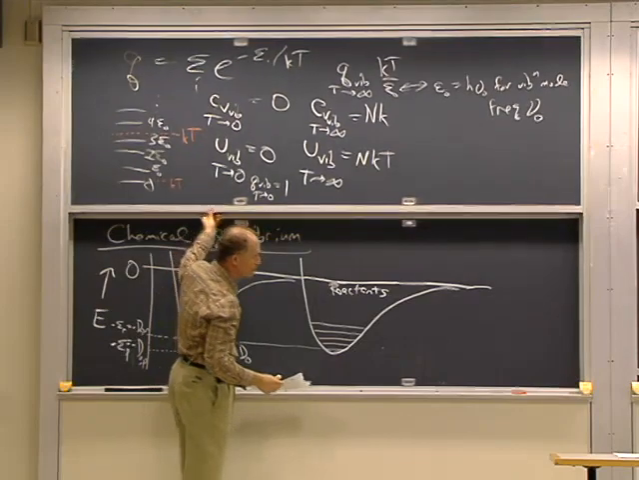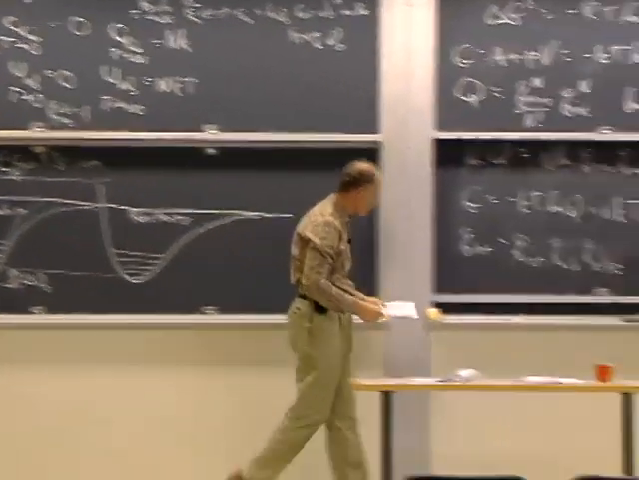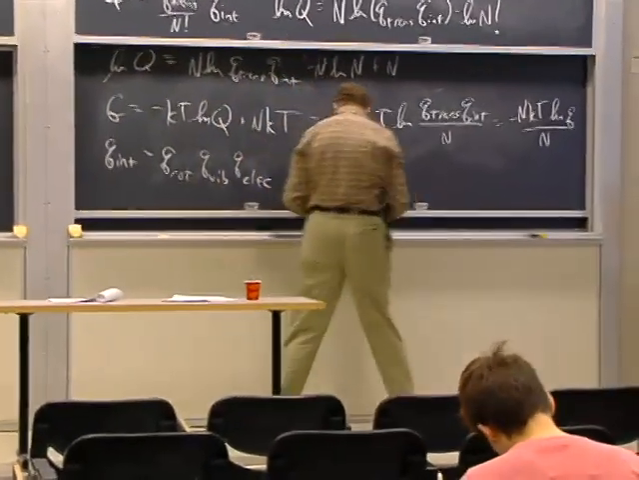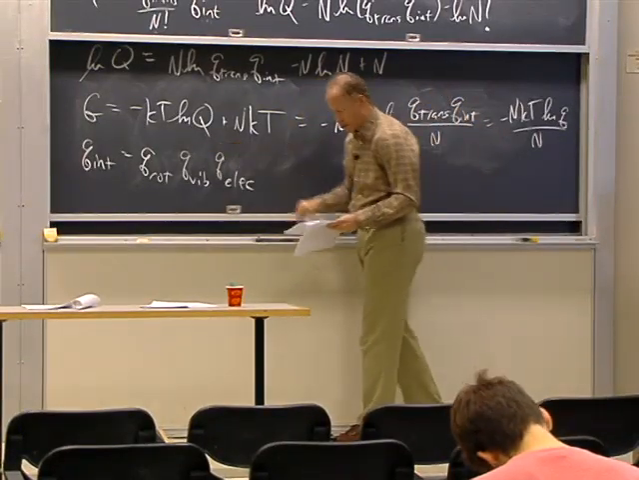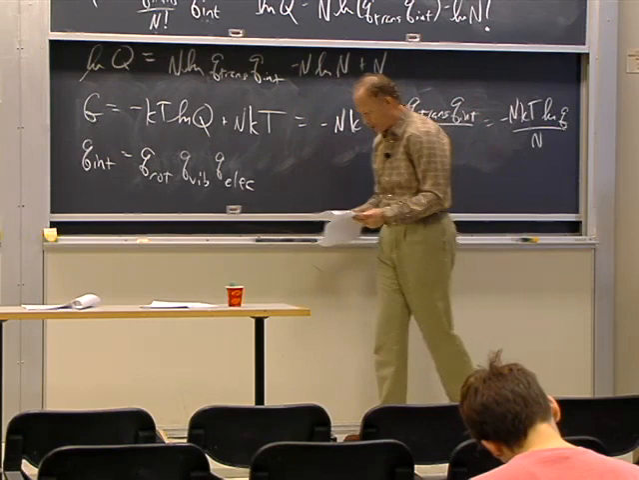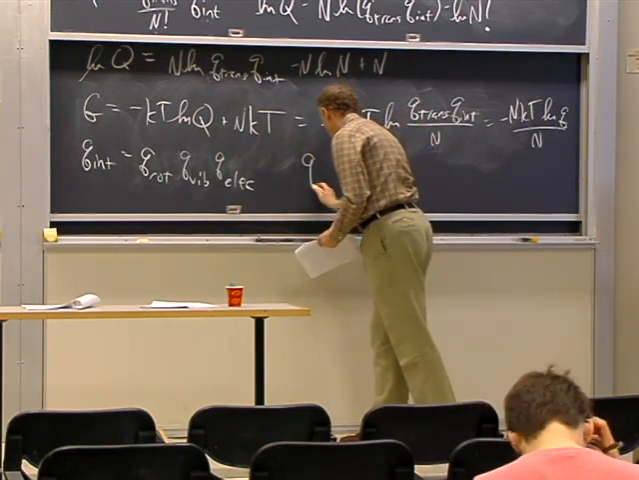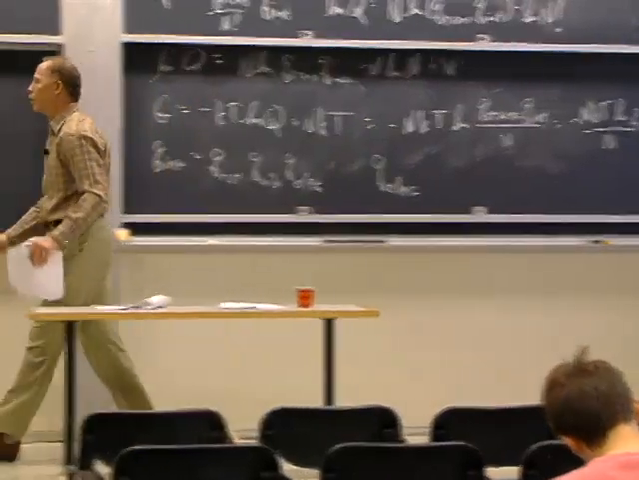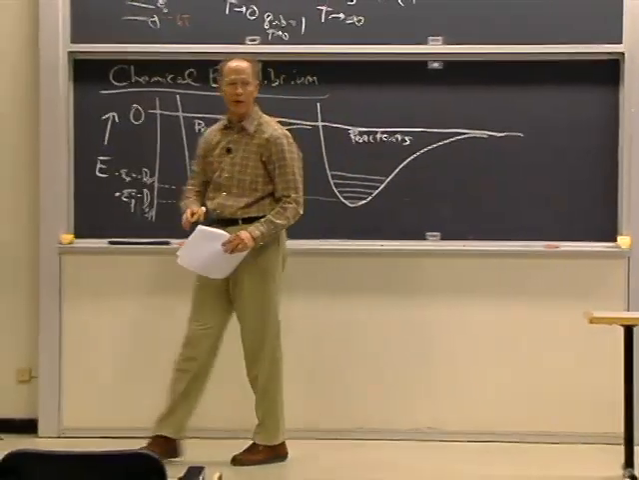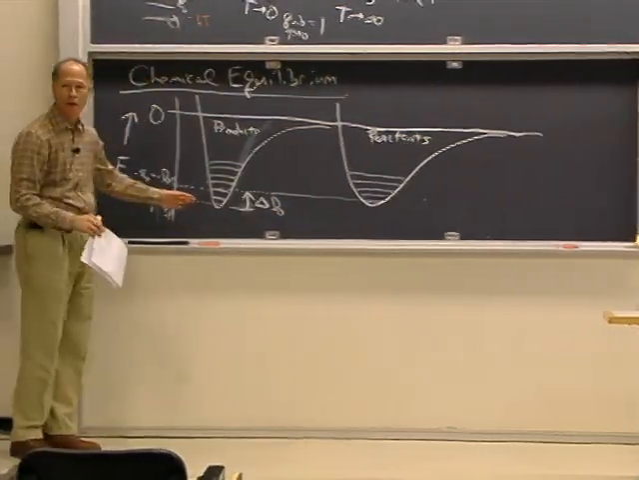Same with translations. I already have separated that. So now let's look at how these things behave. Well, for the electronic case, there's really only one electronic state of interest in general, and that's the lowest state, right?